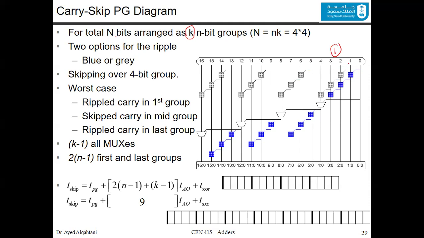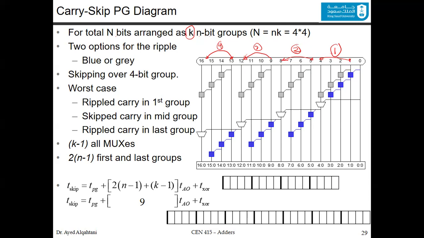Let me do it this way. The first group from 1 to 4. The second group from 5 to 8. The third group from 9 to 12. And the last group from 13 to 16. So we have 4 groups, which is represented by K. And each one of these groups is 4 bits, so small n is also equal to 4. In capitals, the total number of bits is going to be n times k. In our example, it will be 4 times 4, which is 16.